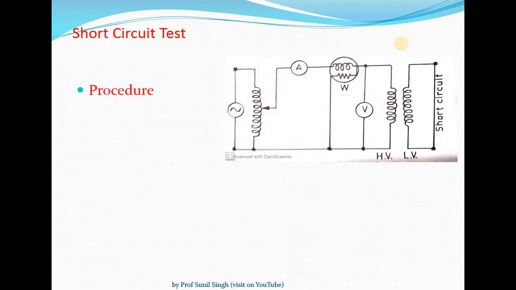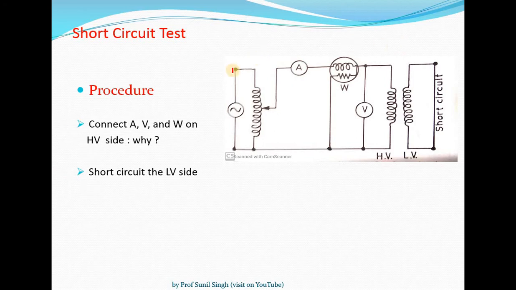In the short circuit test, what is the procedure? Similarly, it is performed on the high voltage side, because the high voltage side current is less. This test is performed at the rated current, whereas the open circuit test is performed at the rated voltage. So rated current, or full load current. So at the higher voltage side, what is the value of full load current? It is the kVA divided by the high voltage.